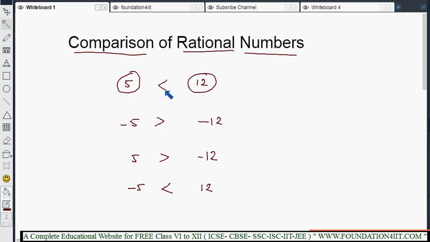This is the greater than symbol. This is the less than symbol. And this is greater than, this is less than. So minus 5 is less than 12. So we know how to compare numbers when integers are given. Now in this topic we will see comparison of rational numbers.